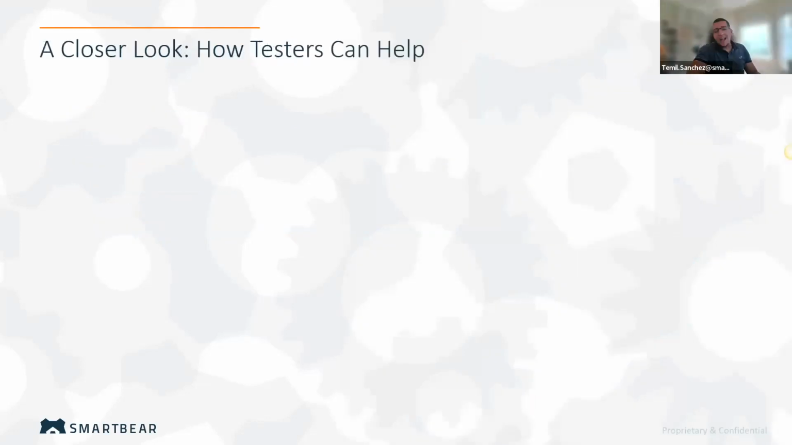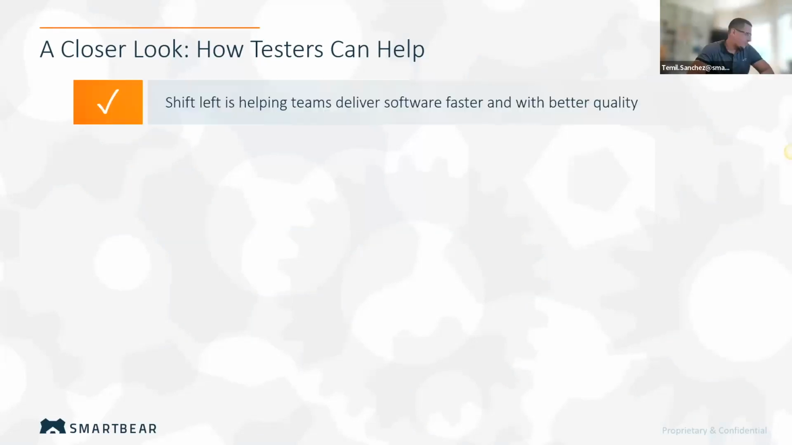So a closer look at how testers can help. Well, there are definitely a lot of different ways that they can help, but these are some things to take a look at. Shifting left has become very prominent in the industry, and this basically means not just testing towards the end, but testing at every part of the API lifecycle. And this is something that QA engineers can definitely help with, right?